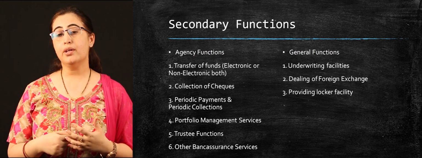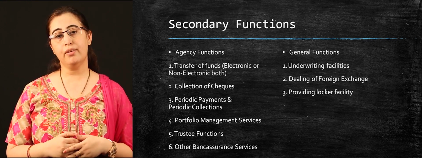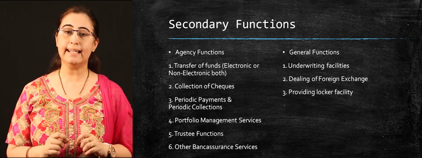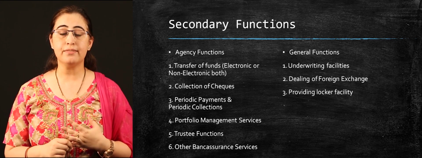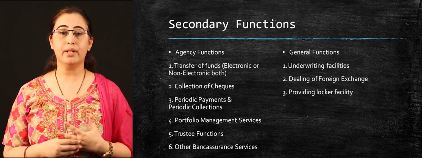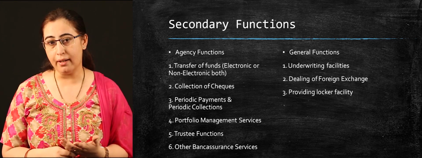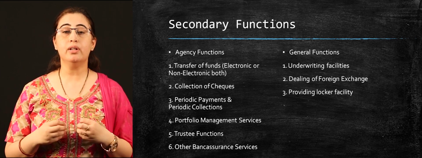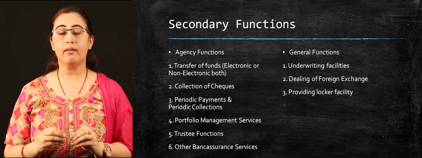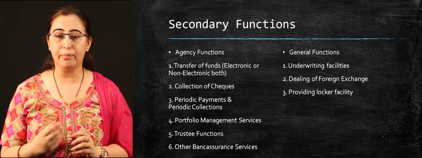For example, you can transfer your fund with the help of a cheque. It is a non-electronic source. You can also transfer your fund through NEFT, RTGS, IMPS, which are electronic sources. The second agency function is collection of cheques on behalf of the customer, and periodic payment and collection on behalf of the customer. For example, you have to pay rent every month, and you give this task of paying rent to the bank. Now the bank will pay rent on your behalf on a particular date, that is periodical payment.